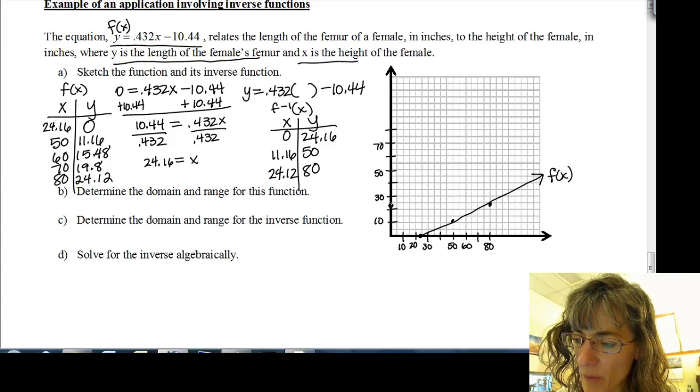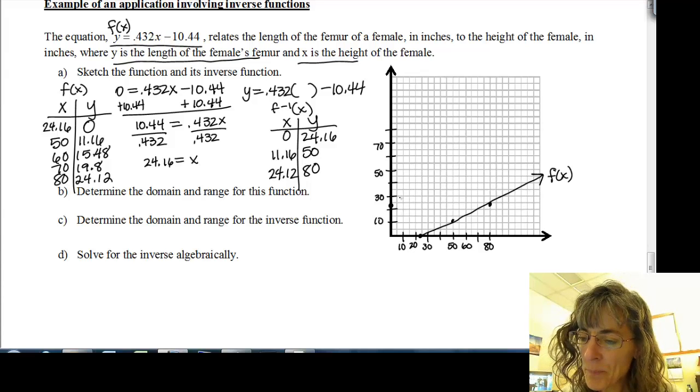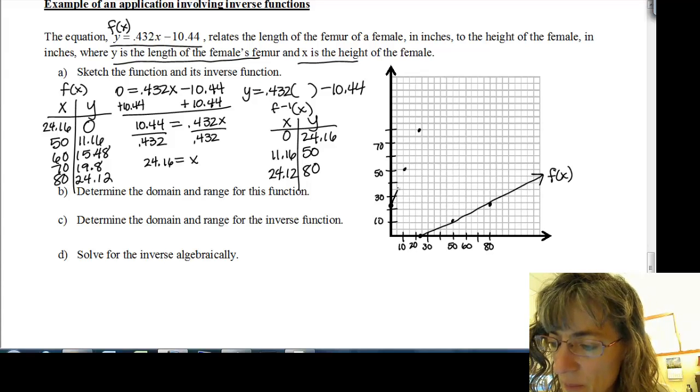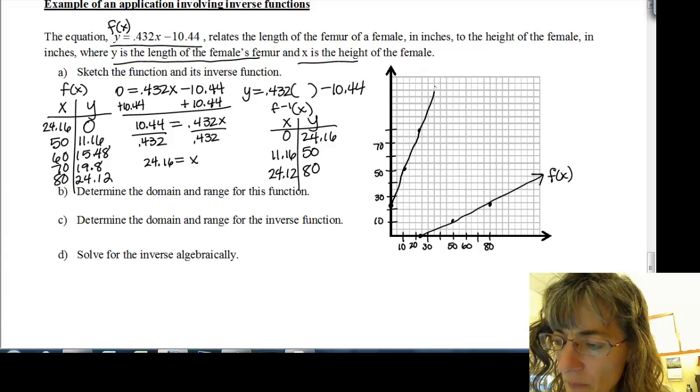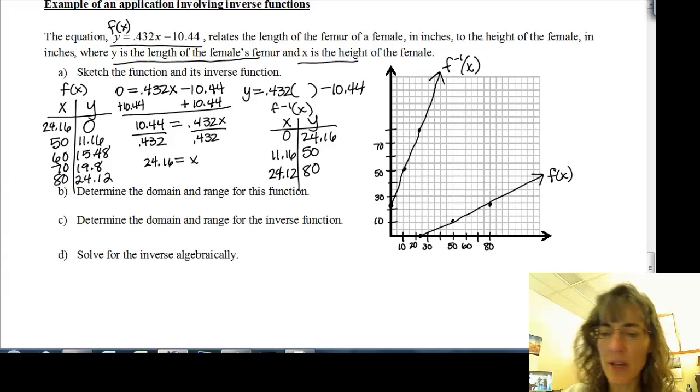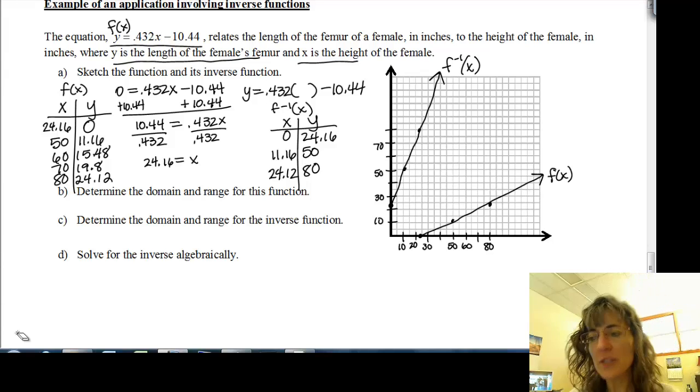24.12. So there I have 0, go up 24.16, there's my point. 11.16, real close to 10, and all the way up to 50, right about there, and 24, almost 25, all the way up to 80, so about right there. So pretty steep going in that direction. And this is my f inverse of x.